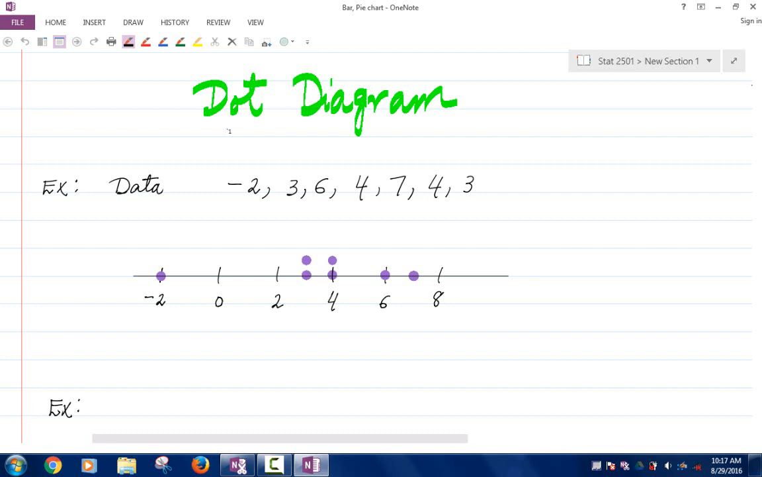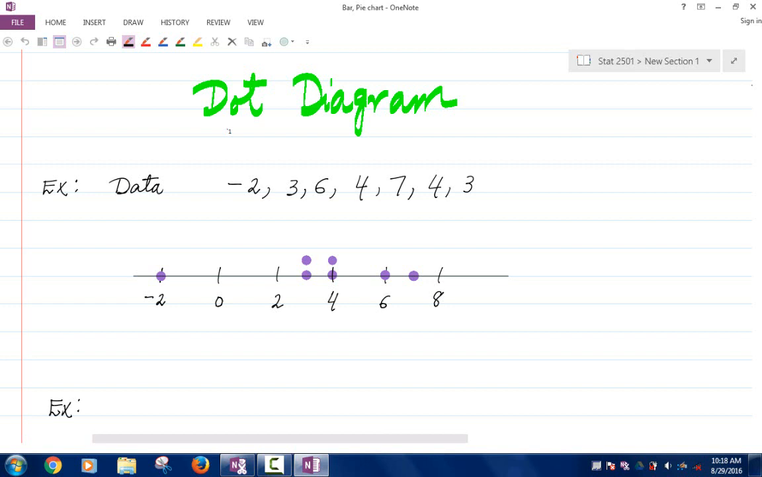The dot diagram is when you have a few data values, you can use a dot diagram to represent that data. So for example, let's say how many data values do I have here? 1, 2, 3, 4, 5, 6, 7. I have these 7 values and I want to use a dot diagram.